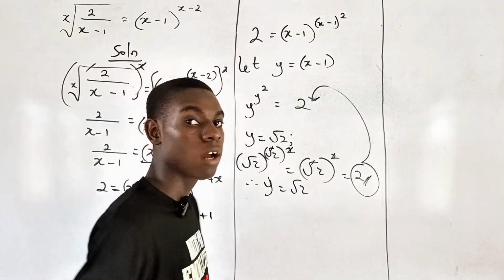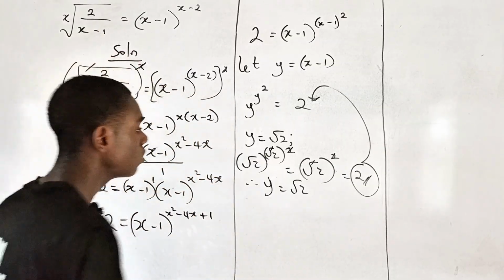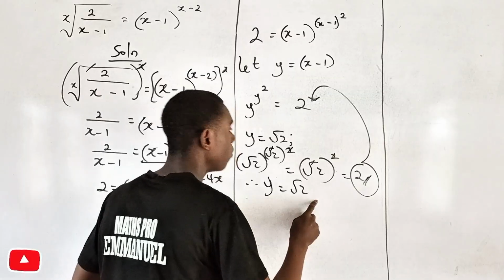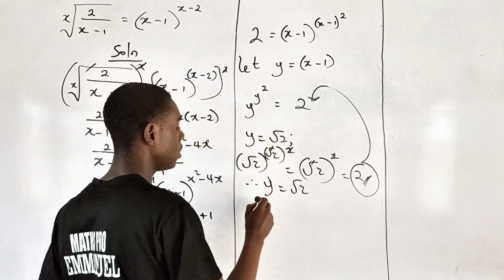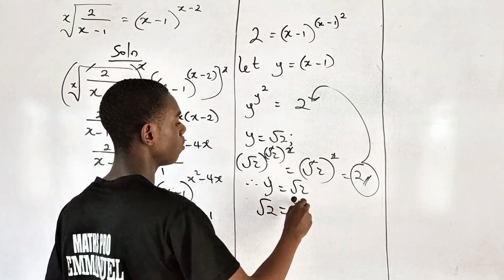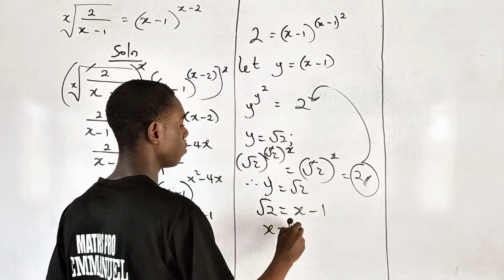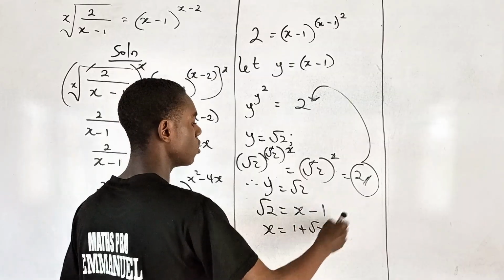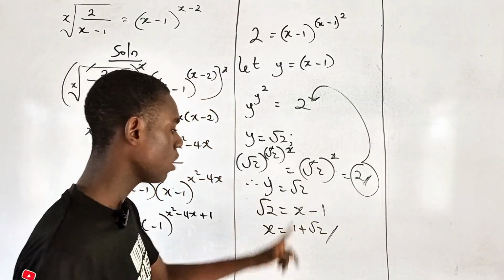That's the result. Now, they ask you to find the value of x. So I can now substitute the value of this y into this place to get the value of x. So here, root 2 will be equal to x minus 1. Now make x the subject, and x will be equal to 1 plus root 2. So that gives the first solution of x. x is equal to 1 plus root 2.